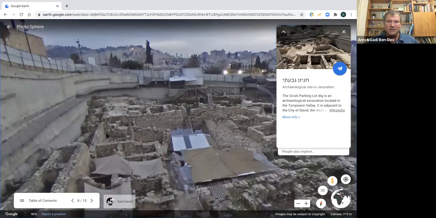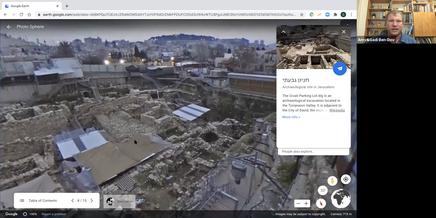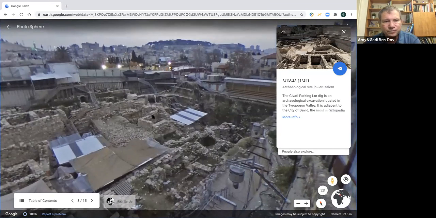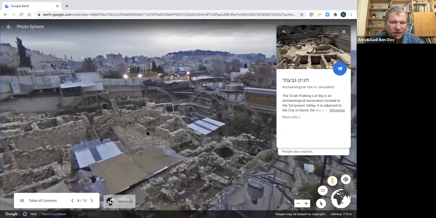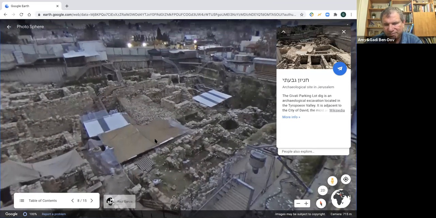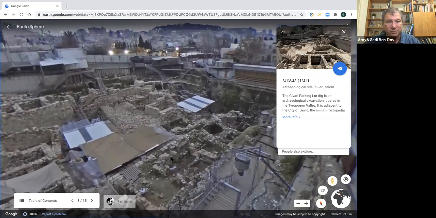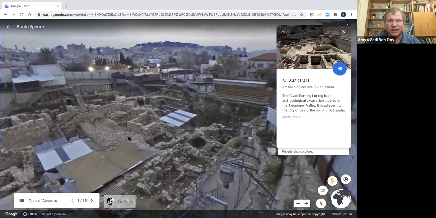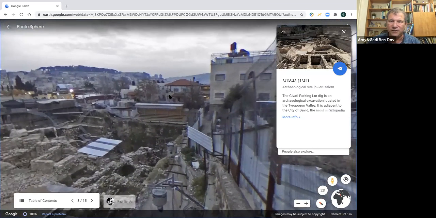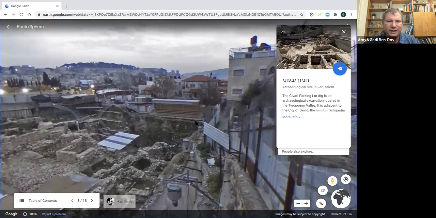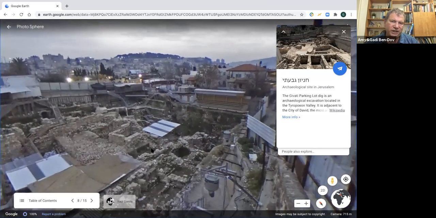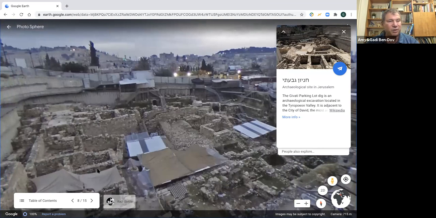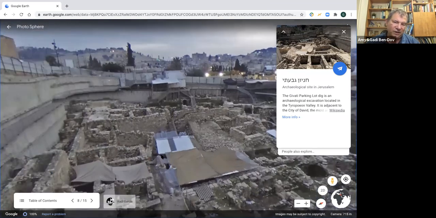So this place is also by the City of David. And by the City of David, this area is called the Givati parking lot. It used to be a parking lot, which is a good reason that they were able to excavate here. Because if you look at this, these are houses of an Arab village called Silwan near the City of David. And the reason that they were able to excavate over here like this in the open is because this was a parking lot.